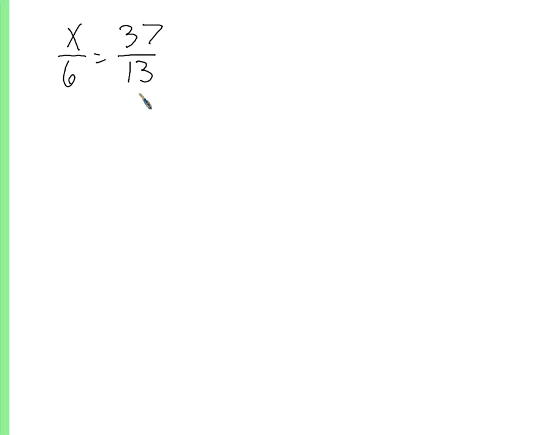Is it kind of like your percentage? So you take 6 times 37 and divide by 13? Like cross product. Oh, okay. So we've heard of cross product before? Yeah. So cross product would be what? 37 times 6, divided by 13. Divided by 13, yeah. Equals X.